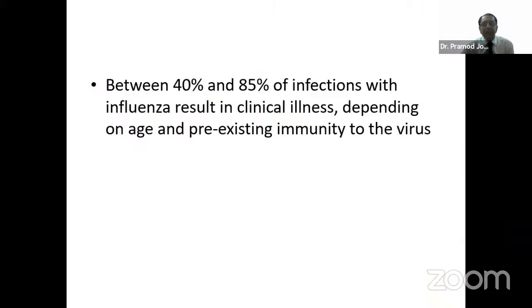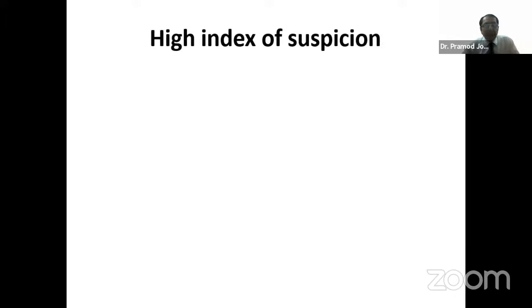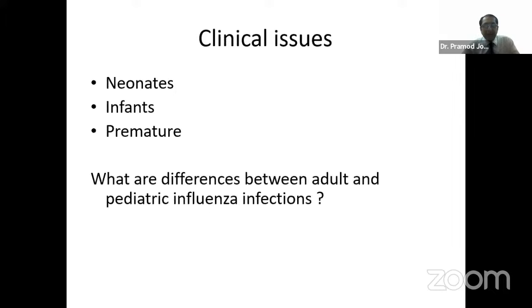Okay. And between 40 and 85% of infections with influenza result in clinical illness depending on age and the pre-existing immunity. So you can see that quite a few patients become clinical and very few remain subclinical. And that is why you must have a high index of suspicion. And in case of neonates and infants and premature babies, you also have to be very careful, because sometimes they may present in a different manner.